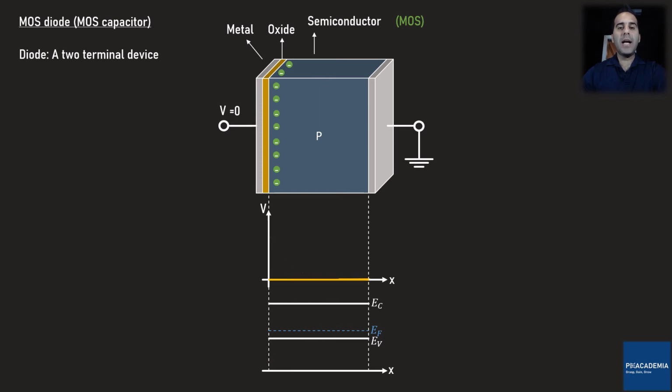Now, I apply a negative voltage, so the voltage diagram turns into something like this. What it does is repel the electrons near the oxide semiconductor junction, and therefore more holes are exposed in this region. In other words, we have more accumulation of majority charge carriers near the oxide semiconductor junction. This region is called the accumulation region.